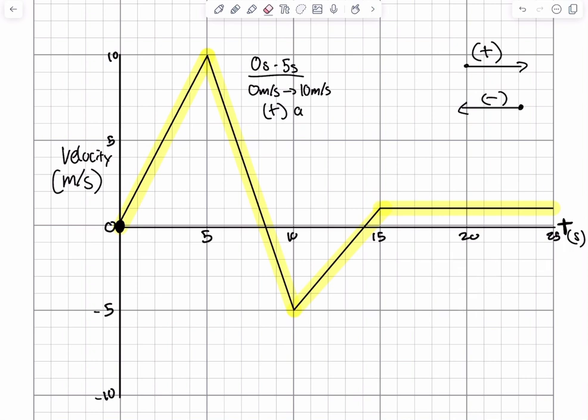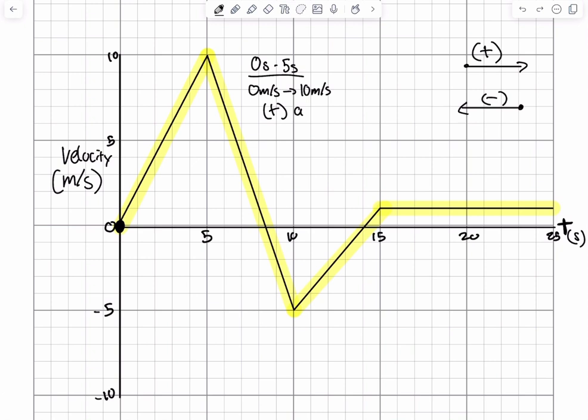Nothing is happening. Its velocity is staying constant, so it's still moving because it has a velocity. It's moving to the right at 1 meter per second. It's moving right because it's a positive velocity. And nothing's going on. Quite simple. When you got constant velocity, life is good. Life is fun. You know what's going on. Life is incredible.